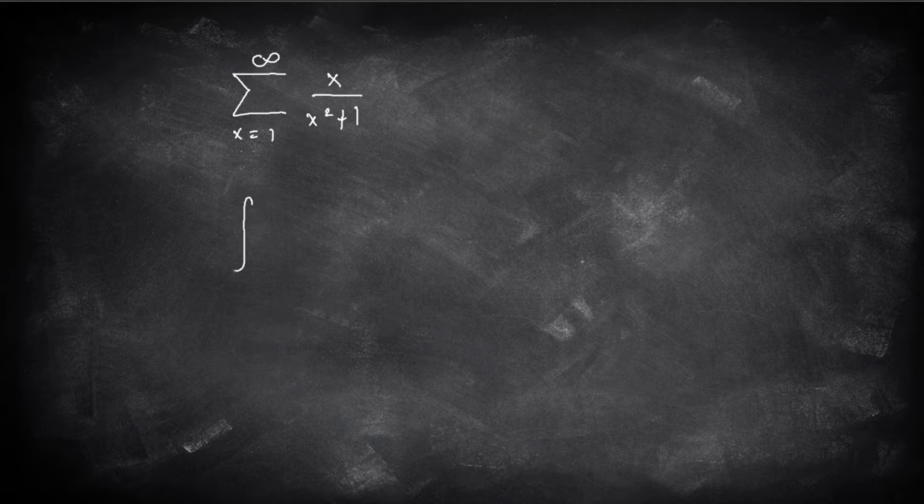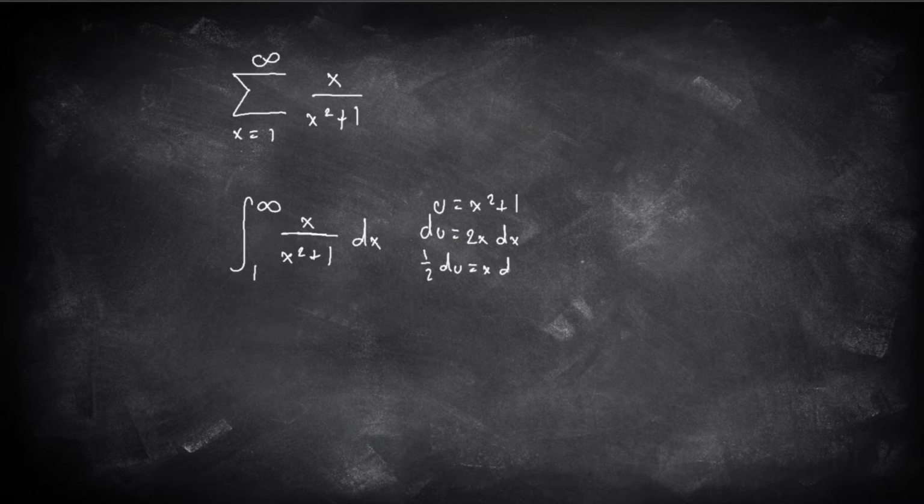Well, using our integral test from 1 to infinity, x divided by x squared plus 1 dx. And we could use a u-substitution, so u equals x squared plus 1, derivative of u, and the derivative of x squared is 2x dx. Move the 2 to the other side. So x dx is right here, so we can substitute that with 1/2 du, and we can substitute that here. So that is the integral of 1 over u and 1/2 du.